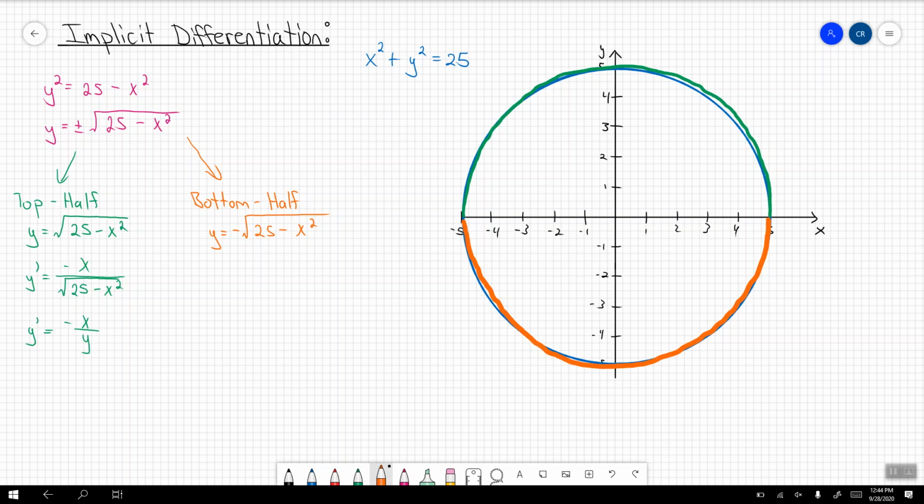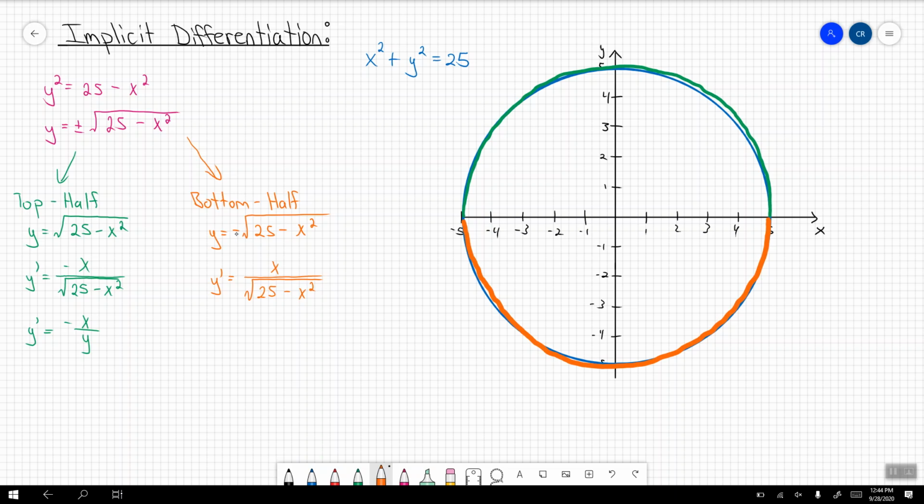Well, let's look at the bottom half derivative. The bottom half derivative here is going to be x divided by the square root of 25 minus x squared. Well, that's really nice. However, we see the bottom half here again, and this bottom half kind of looks like the top half. The only problem is that there's a negative out in front of that bottom half.